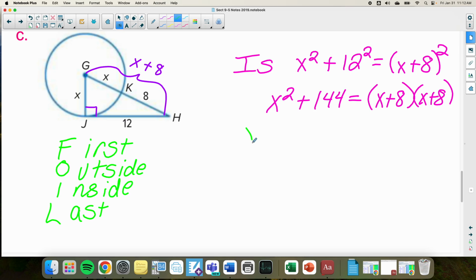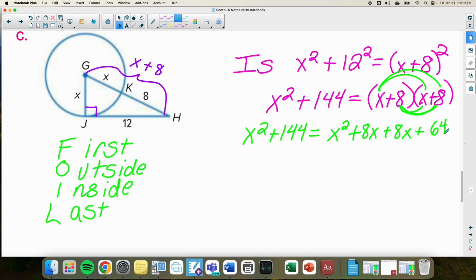So if I rewrite this, this would be x squared plus 144 on that side. And then here I have to do FOIL. So first times first is x squared. O is outside, that's x times 8, which is 8x. I is inside, which is 8x. And L is last, which is these two multiplied, which is 64. What's different about this than what you guys said is we have that middle term, okay?